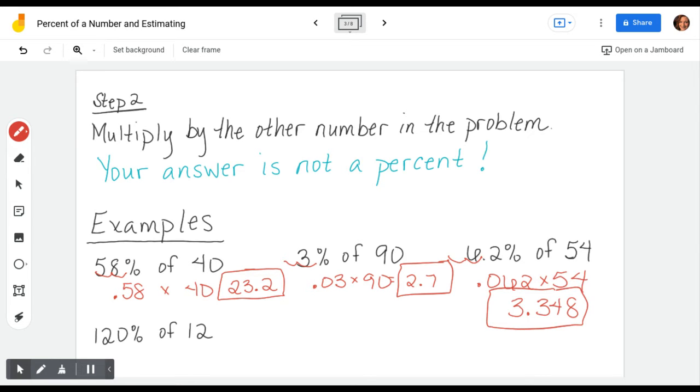And the last example here, remember, if you don't see a decimal, it's hiding at the end. Scoot, scoot, so 1.2 or 1.20 times 12. If it's over 100%, then it's over the amount that you started with. So I'm going to get something that's bigger than that 12. 1.2 times 12 gives me 14.4. And that's all there is to that. Scoot, scoot, multiply.